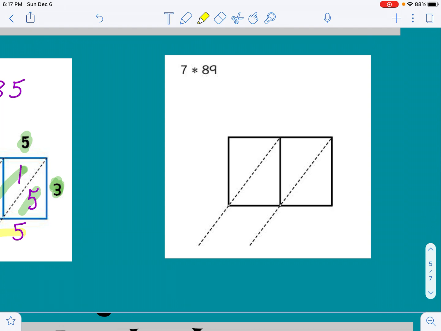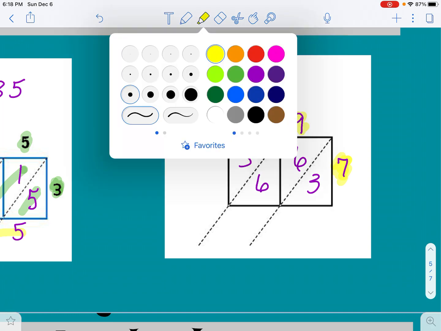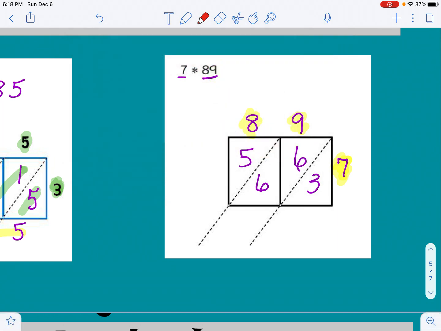7 times 89. Now I've got to put my numbers in. When I have a 1 digit times a 2 digit, my 1 digit goes on the side. There's just 1 box, and the 8, 9 goes on the side where there's 2 boxes. Do 9 times 7, it's 63. And then we do 8 times 7, which would be just 7 less. So it's 56.